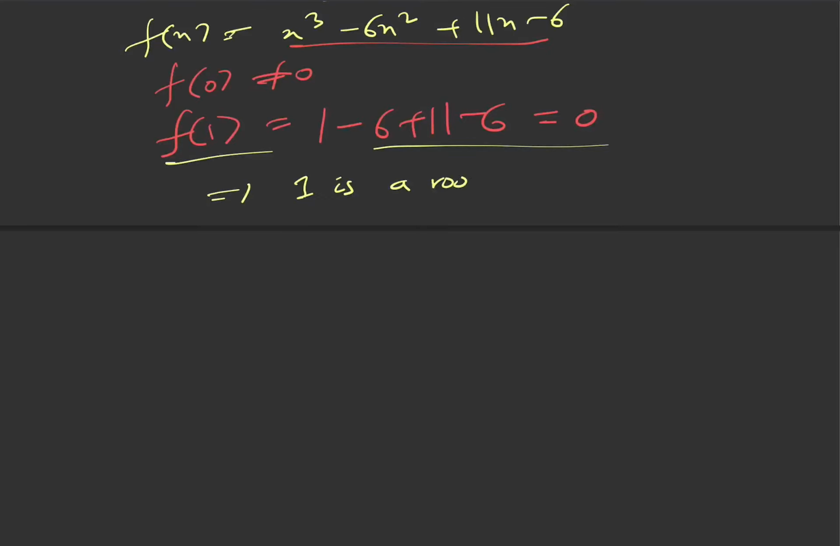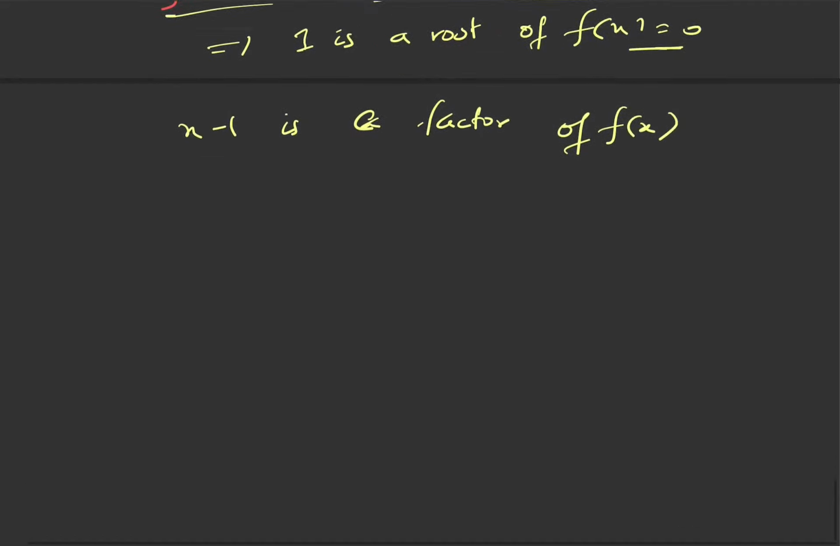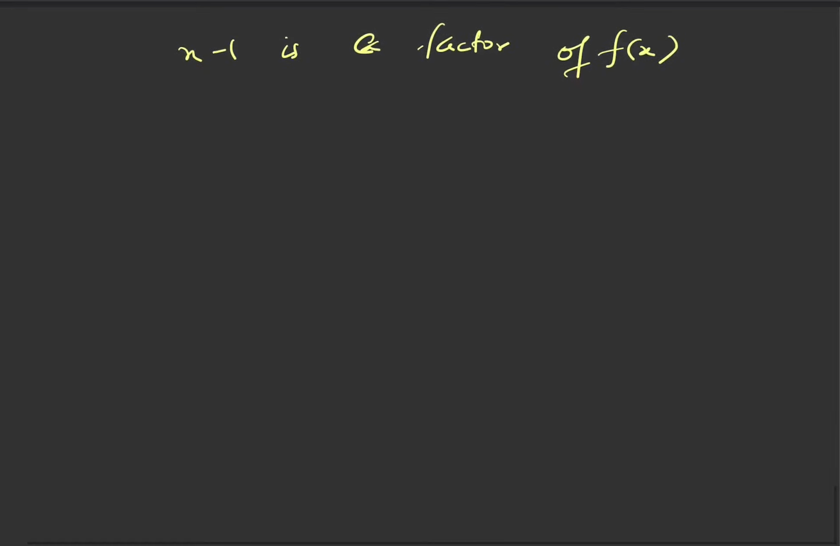So now you see that f of 1 is 0. It means what? 1 is a root. 1 is a root of f of x equal to 0, right? So it means x minus 1 is a factor of f of x because f of 1 is 0 and 1 is a root, right?